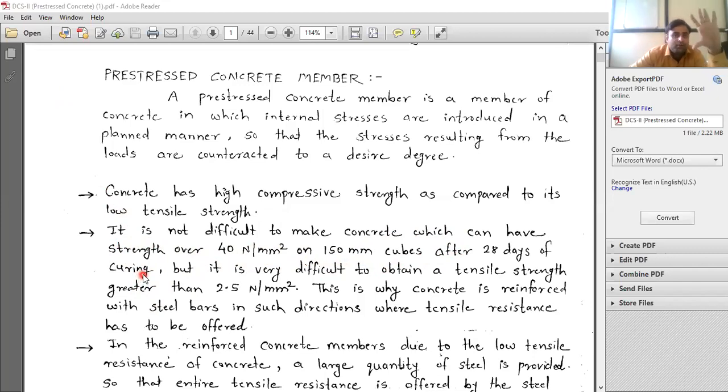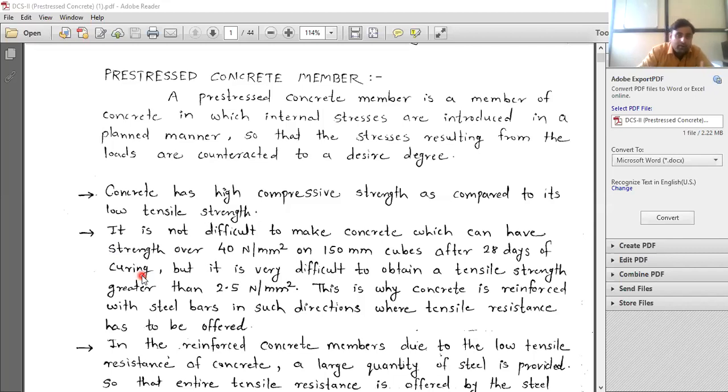You know that we prepare the cubes 150 by 150 by 150. You have also seen those molds in our concrete lab, structural lab also. You have done quite a few experiments on that also. You prepared that mold, and the size of it is 150 by 150 by 150. We prepare the cubes. So what they are saying here is we can get a strength of more than 40 Newton per mm square. But which strength? Compressive strength of the concrete for those 150 mm cubes after 28 days of curing.